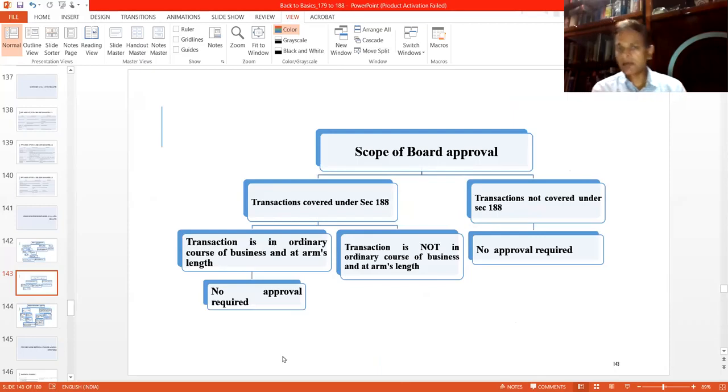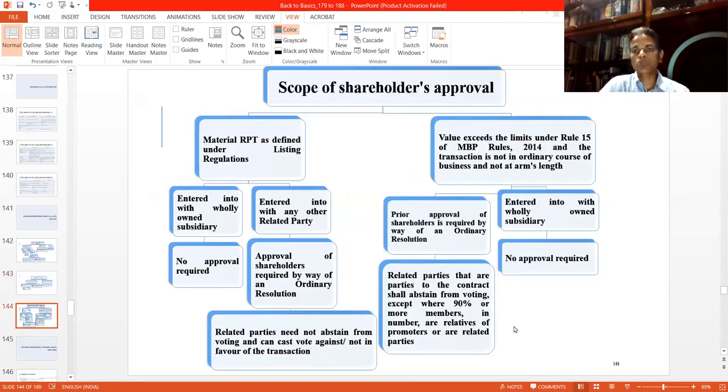If the transaction is covered in section 188, and is not meeting either of the two, ordinary course of business or arm's length, in that case, the transaction will require board approval. And the transaction will go to shareholders' approval if it is a material RPT. Material RPT here means what? In context of unlisted companies, if the value exceeds the limits as laid down in Rule 15, and the transaction is not meeting the ordinary course of business and arm's length test.